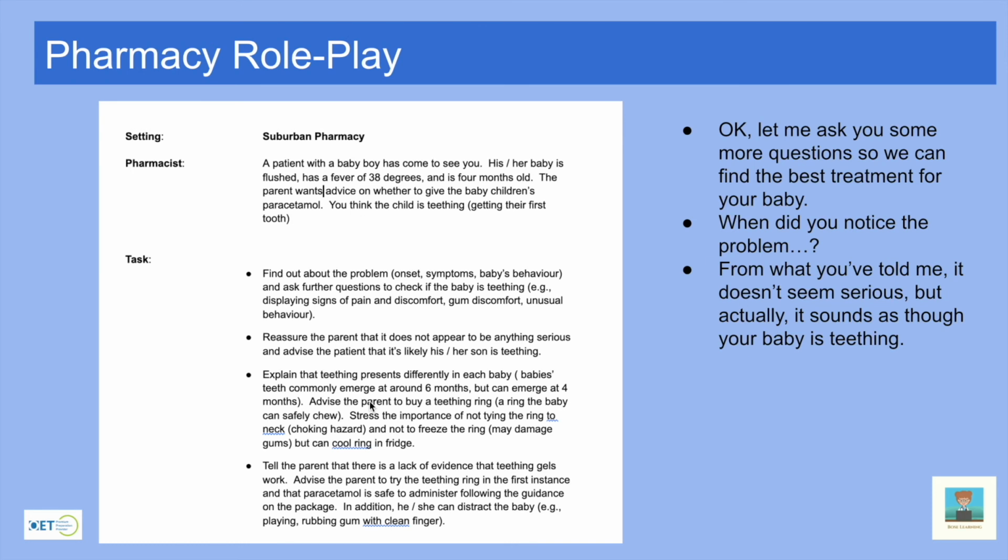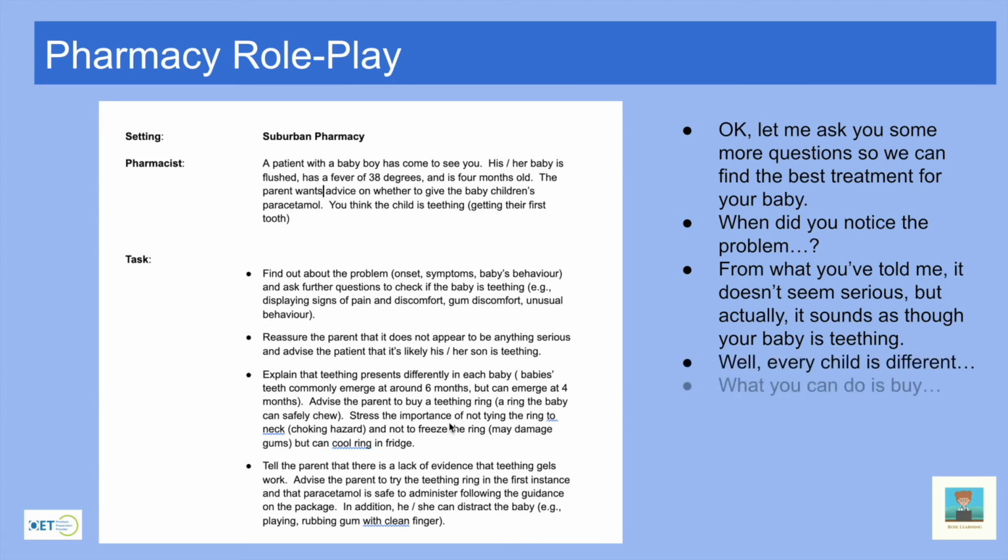You then need to explain that teething presents differently in different babies. As we looked at before, babies could already have teeth or it could be over a year old before they first appear. So commonly around 6 months, but it's quite possible that they emerge at 4 months, and then advise the parent to buy a teething ring. And of course, we spoke about this already, it's really important that they don't tie the ring to the neck and they don't freeze the ring. So we need to really give them advice and then signal these things because they're really important.